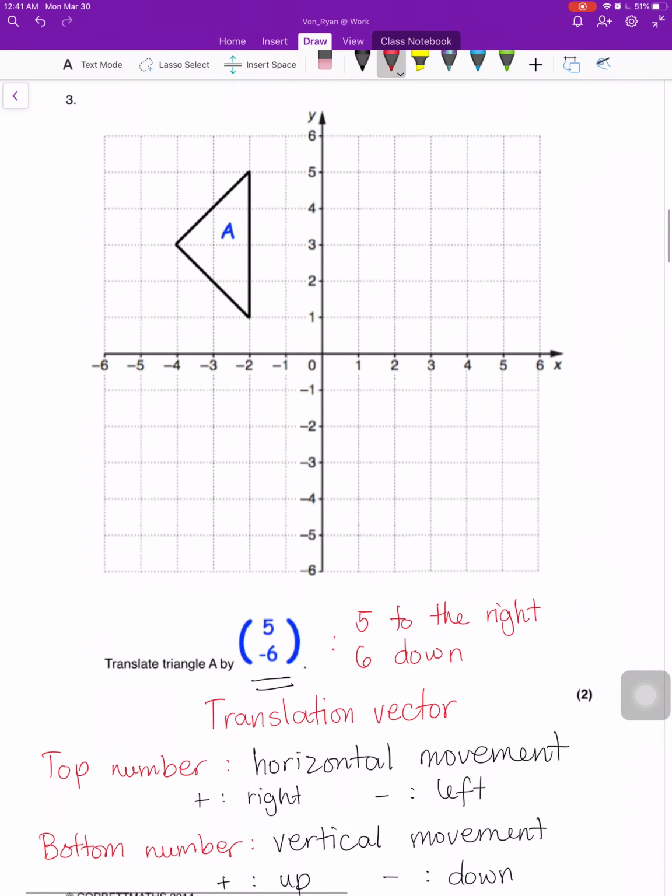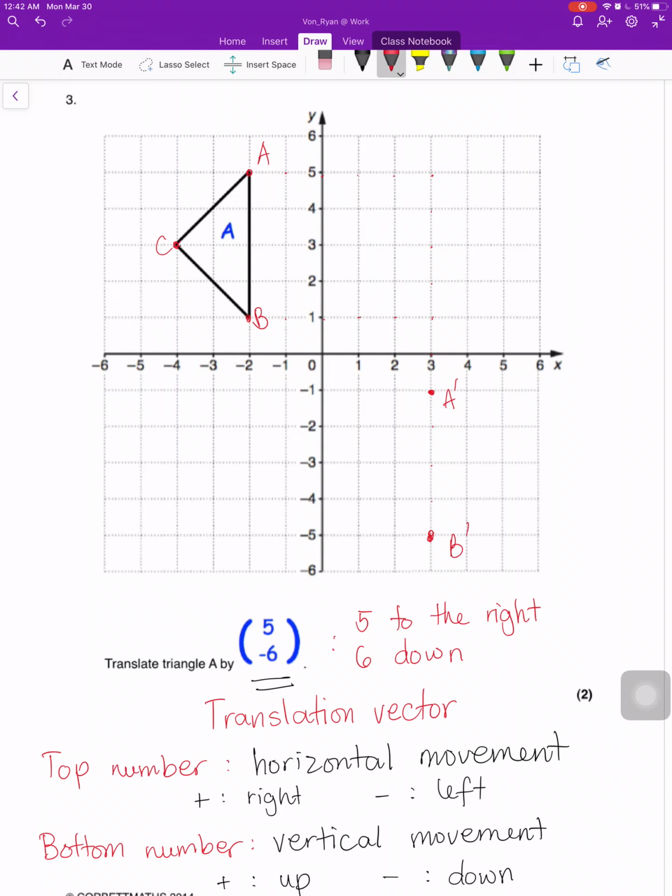So let's try to translate this shape. Again, we'll use the vertices as our guide. So A, B, C. It says 5 to the right, 6 down. Let's move A first. 1, 2, 3, 4, 5. 1, 2, 3, 4, 5, 6. That's going to be A prime. B, 1, 2, 3, 4, 5. 1, 2, 3, 4, 5, 6. It's going to be B prime.